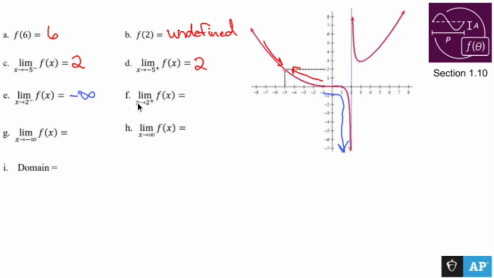The limit as x approaches 2 from the right side, a little positive, means here I am coming from the right, I'm heading to 2, I'm never going to hit 2, but I'm going to go way up here, which means regular infinity.